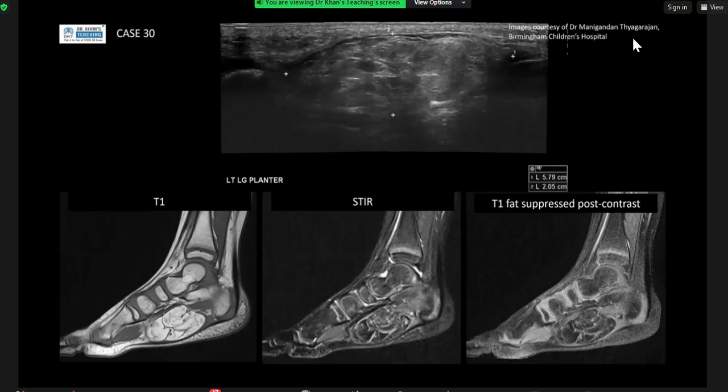Candidate 4, last slide. Okay. This is a surgical ultrasound image of the left leg in the plantar aspect. There is a heterogeneous area in the plantar aspect of this image.